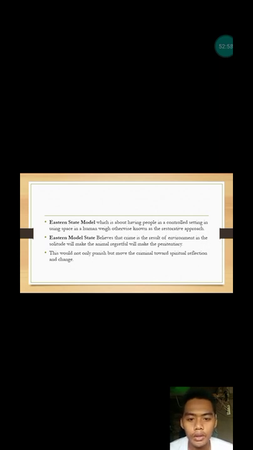Second, the Eastern State model, which is about keeping people in a controlled setting and using space in a humane way, otherwise known as the restorative approach. The Eastern State model believes that crime is a result of environment, and that solitude will make the offender regretful, will make them penitent. This would not only punish but move the criminal toward spiritual reflection and change.